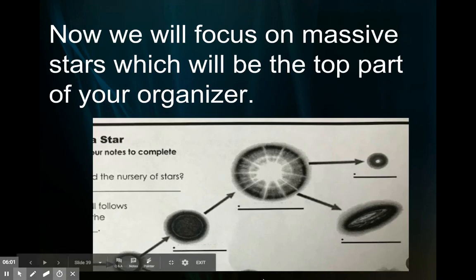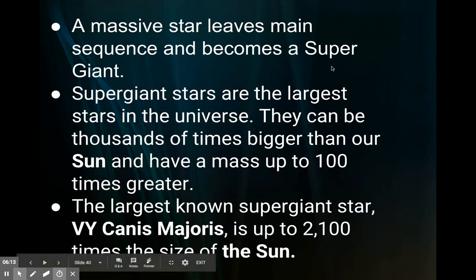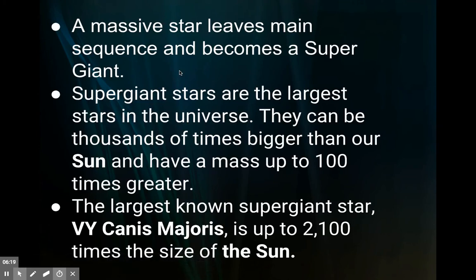So this phase right here is called a supergiant. So right on this line, you're going to write the word supergiant, right? Here it is again, supergiant. Supergiant stars are the largest stars in the universe. They can be thousands of times bigger than our sun and have a mass up to 100 times greater. The largest known supergiant star is VY Canis Majoris, and it is 2,100 times the size of the sun.